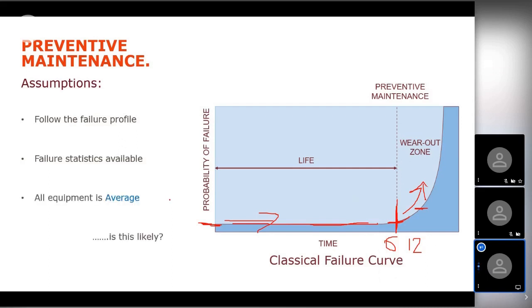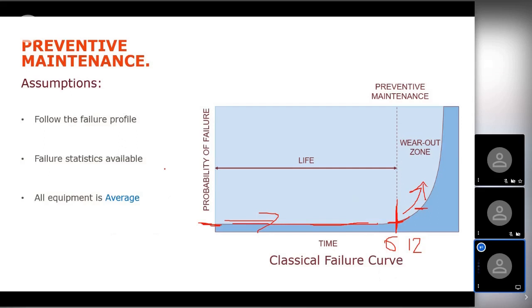And then the third one is that all equipment is average. If I have 2 pumps sitting side by side and I run one for 1 week and one for the other week and then one back again for the other week, do you think they're going to both fail on the same day or the same week? No, because most equipment is not average. One exact same pump running under the same conditions may fail at a completely different time.